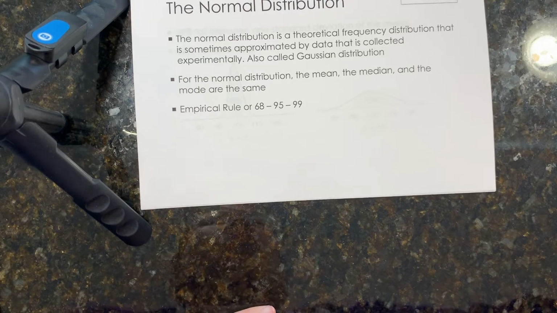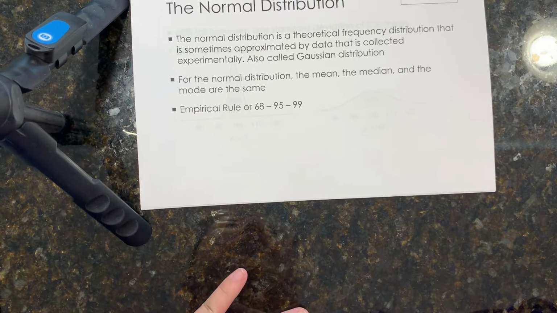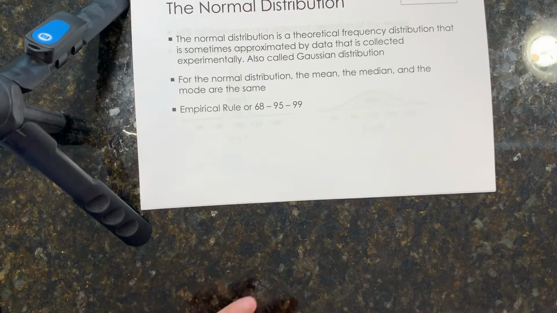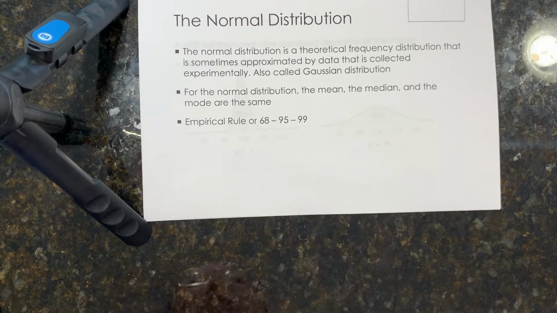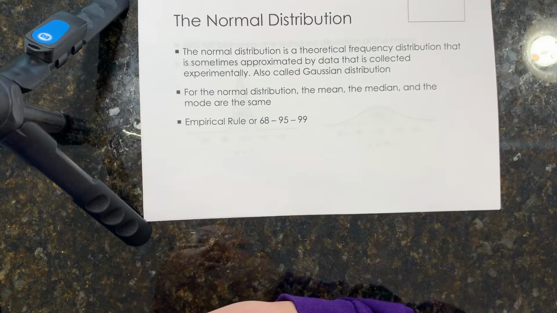The next thing we're going to look at is something called normal distribution. And this is a theoretical frequency distribution that is sometimes approximated by data that is collected experimentally. This is going to have to do with a large group of analysis that you are given. And for normal distribution to be true, the mean, the median, and the mode all have to be the same. So the average number, the middle number, and the number that shows up the most are all going to be the same in order for normal distribution to work.